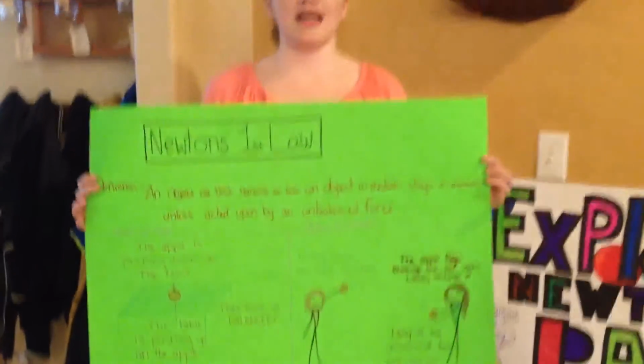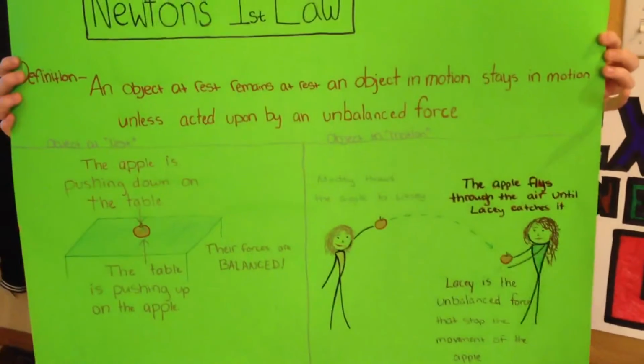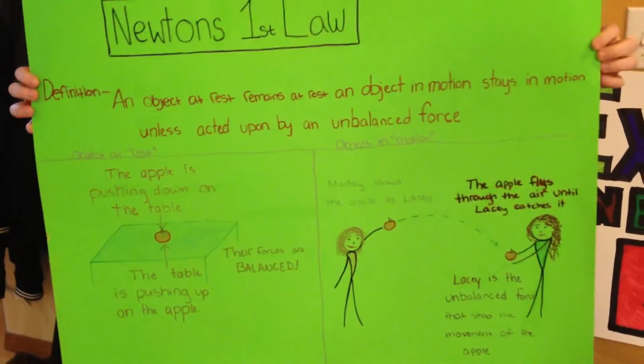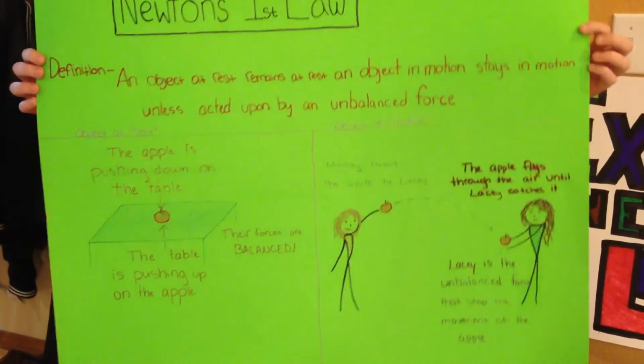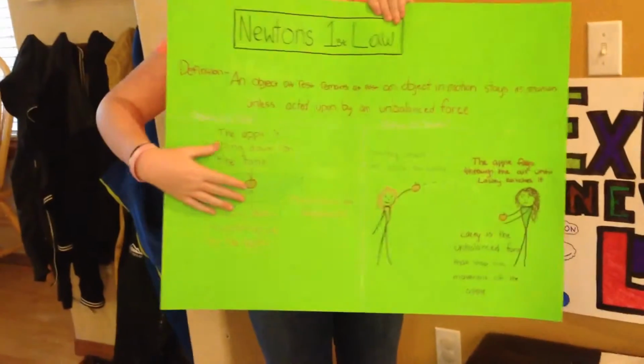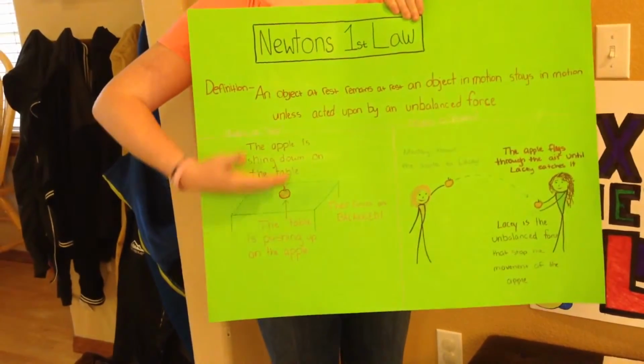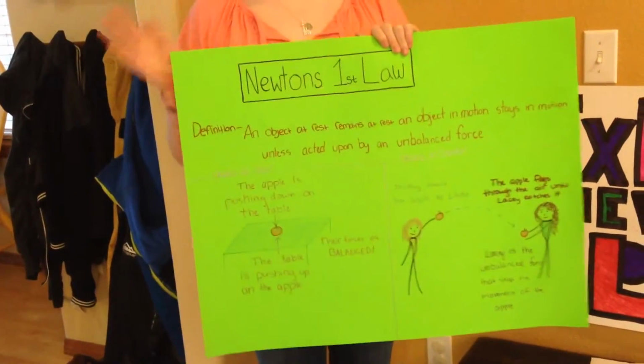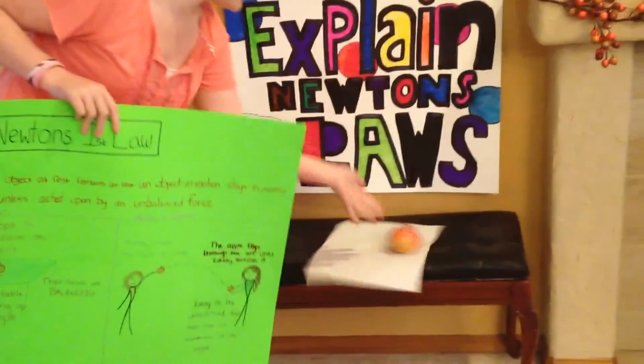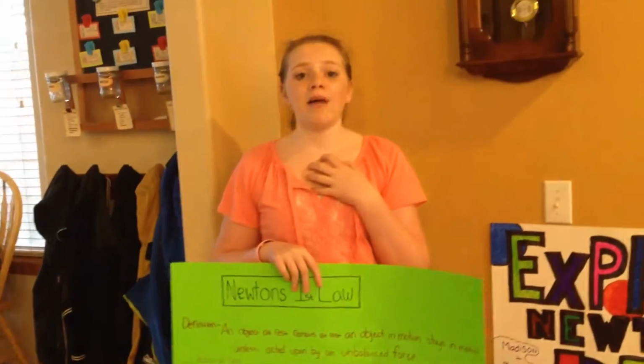Newton's first law states that an object at rest stays at rest, and an object in motion stays in motion unless acted upon by an unbalanced force. Here we have an apple. The apple is at rest. The apple is on the table, creating a downward force onto the table, while the table is creating an upward force onto the apple. This creates a balanced force until I push the apple. I am the unbalanced force that makes the apple move.